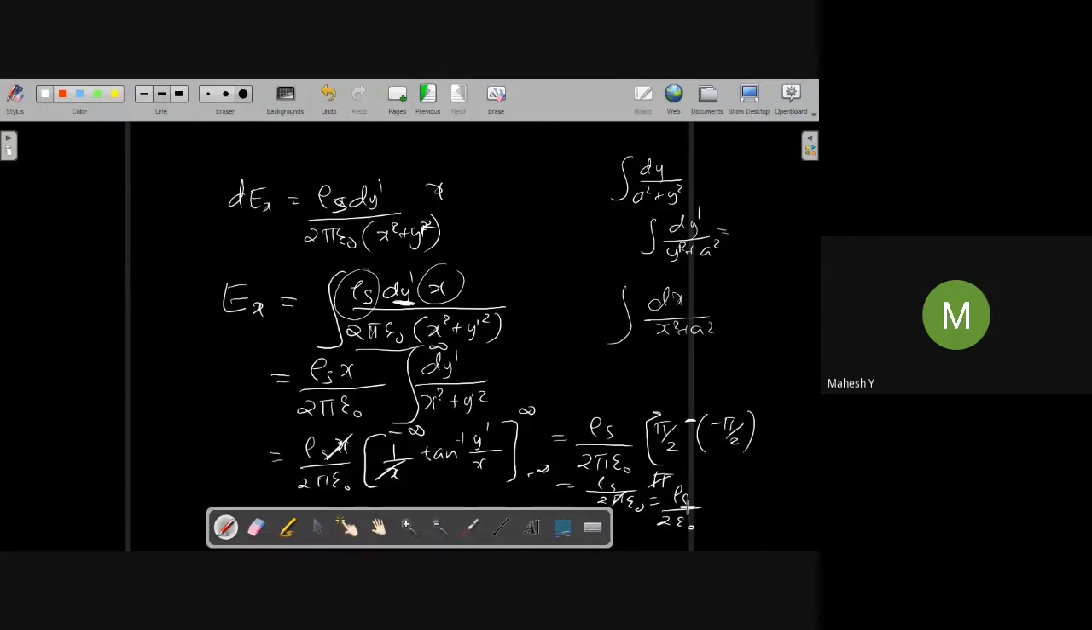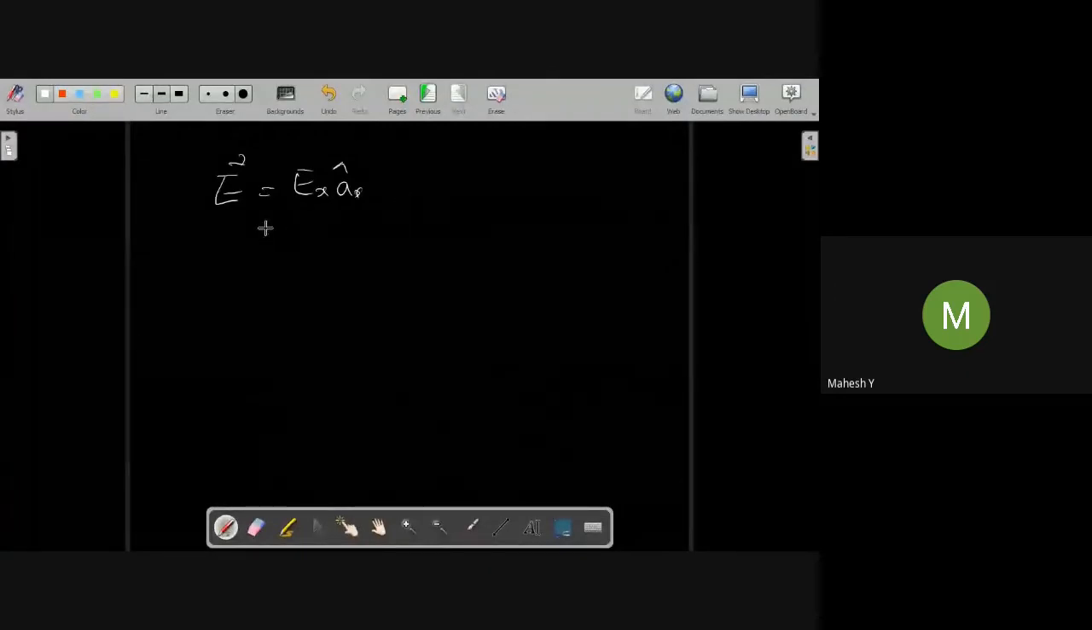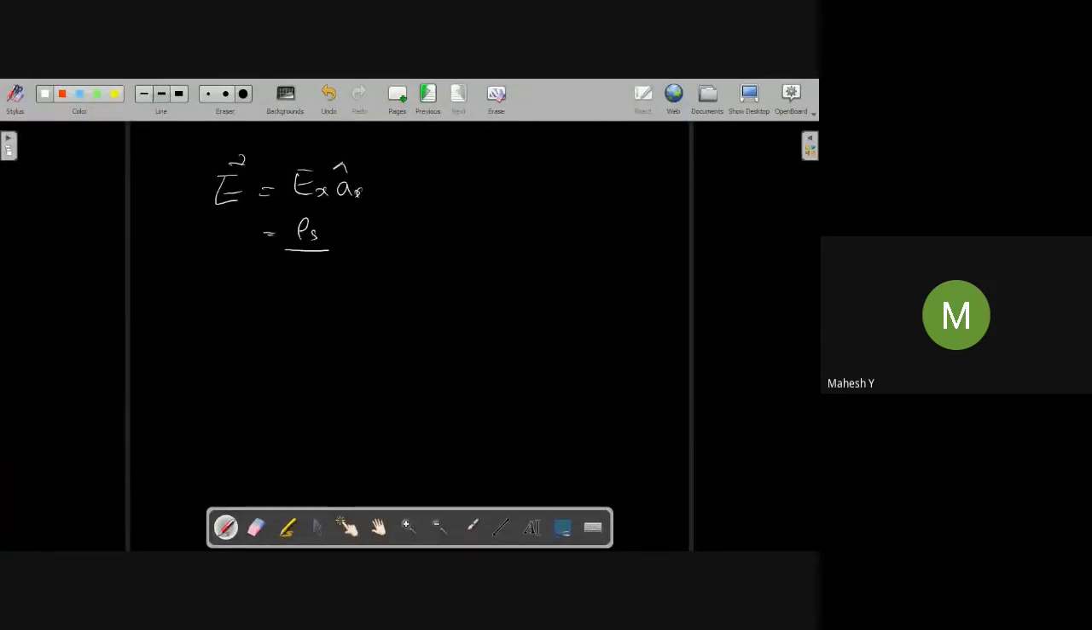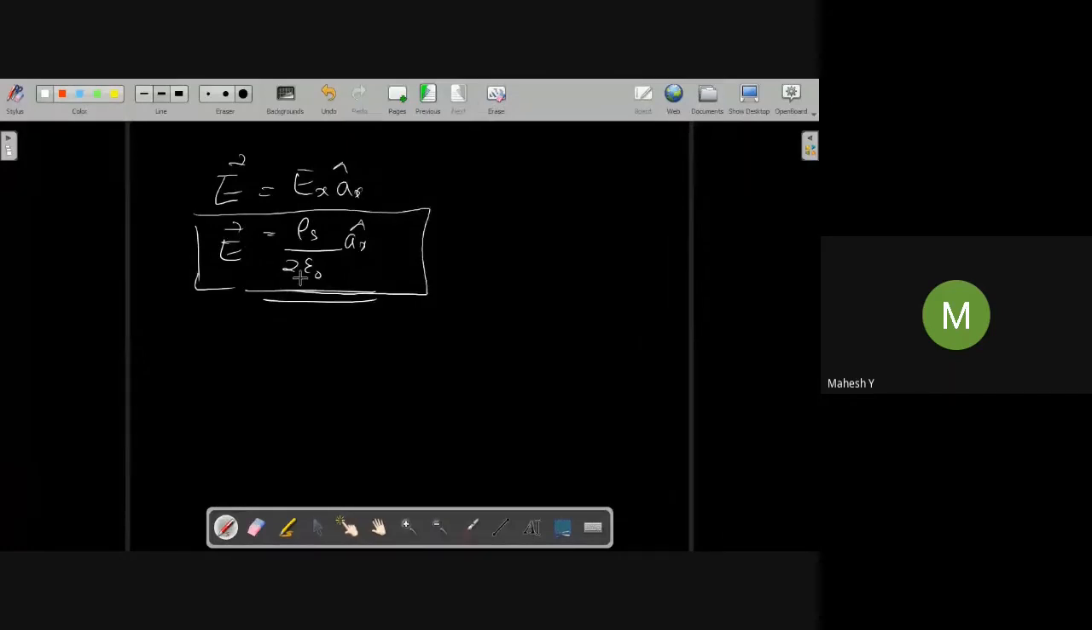So this is Ex, right? So what is E? E is equal to Ex ax cap, because only x component we have. So that will be rho s by 2 epsilon 0 ax cap. This is the final answer. So what is the inference from this expression? How is it related to the distance?